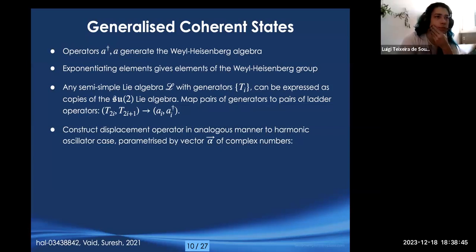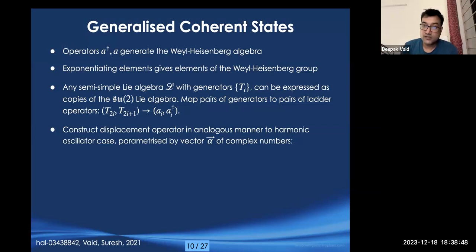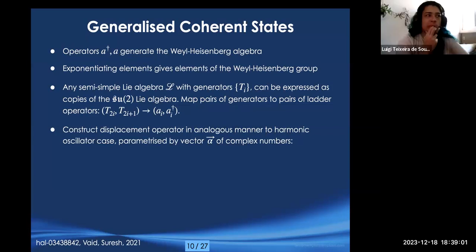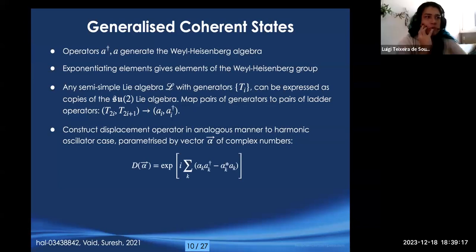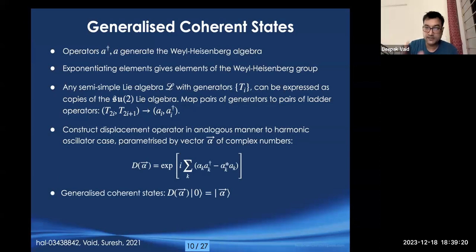Right? So basically, it's like taking n harmonic oscillators and constructing a coherent state for n harmonic oscillators. So your phase space now will be 2n dimensional, right? And for each harmonic oscillator, you need a single complex number. And for n such particles, you need n complex numbers, right? So we can construct a displacement operator in this way. And these are what we call generalized coherent states.